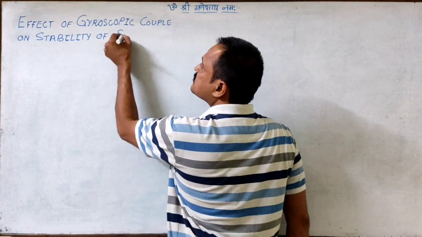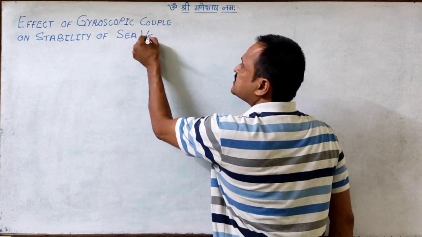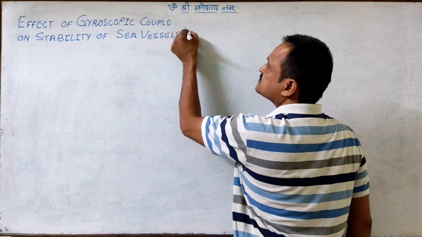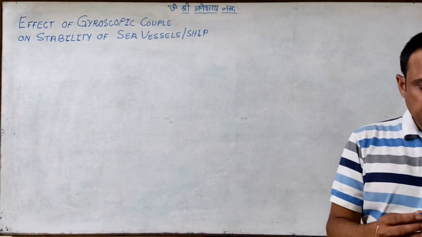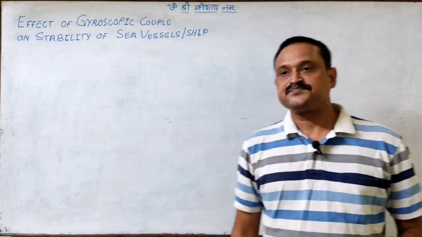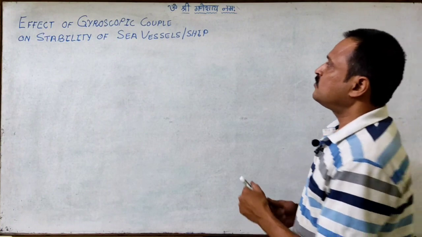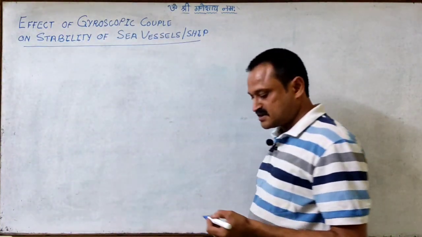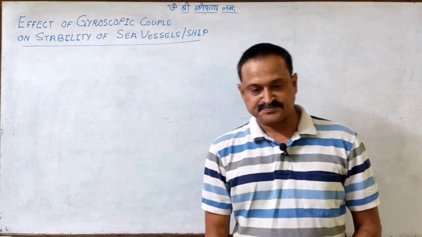of floating vessels, or I'll directly mention it as the sea vessels, or you can say the ships or boats which have motors to run them. Now how exactly is this going to affect the stability of a ship or a floating vessel?